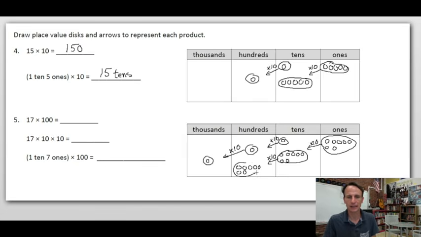Okay. And now look at what we have, and this is important. We have 1,700s, right? Okay, so that part's easy, right?